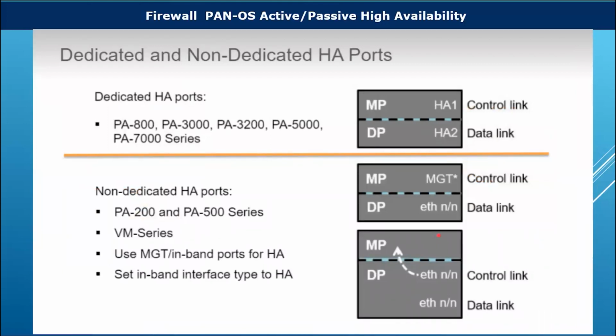So guys, if we are talking about these hardware models, 800, 3000, 3200, 5000, 7000, in these we have dedicated HA1 and HA2 links, right? It means we have dedicated interfaces for high availability. You can check this on the data sheet.